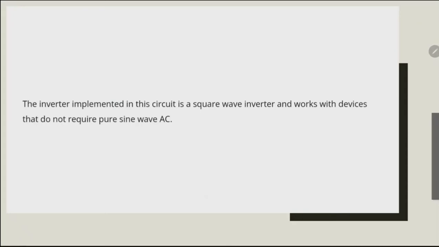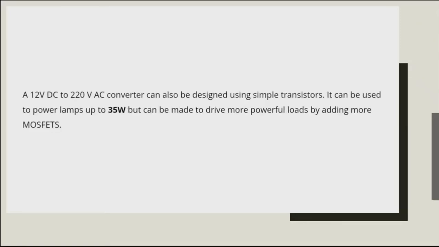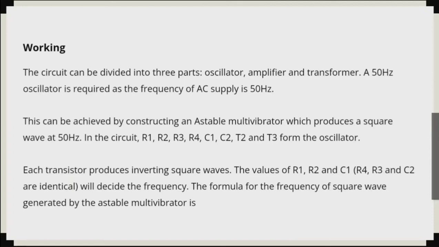So the inverter implemented in this circuit is a square wave inverter and works with devices that do not require pure sine wave AC. A 12 volt DC to 220 volt AC converter can also be designed using simple transistors. It can be used to power lamps up to 35 watt but can be made to drive more powerful loads by adding more MOSFETs. Have a look at the working of the circuit.